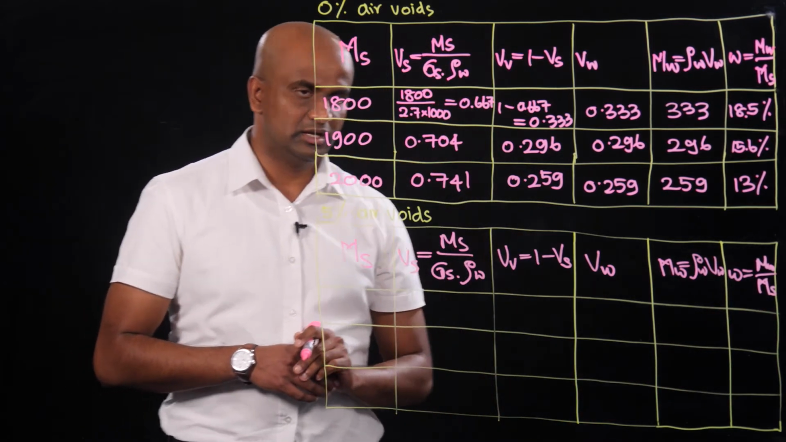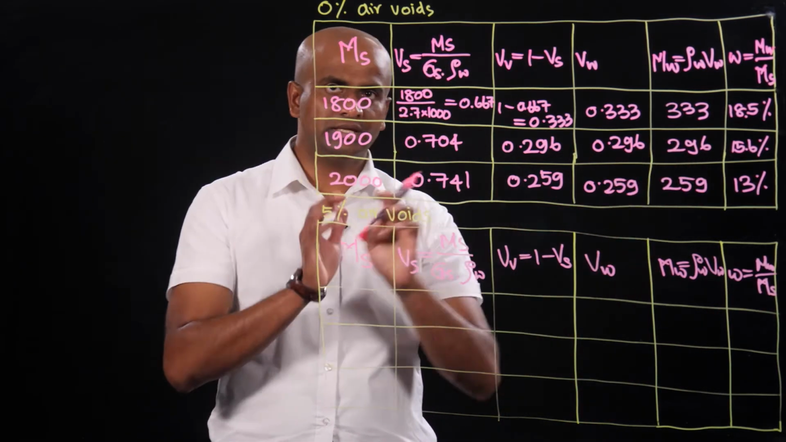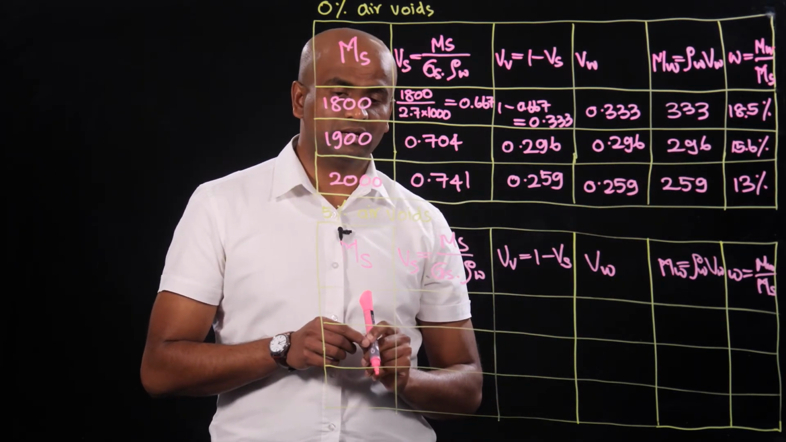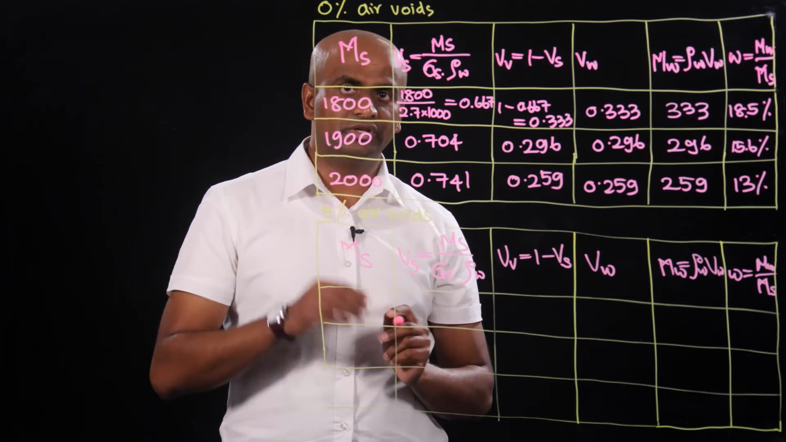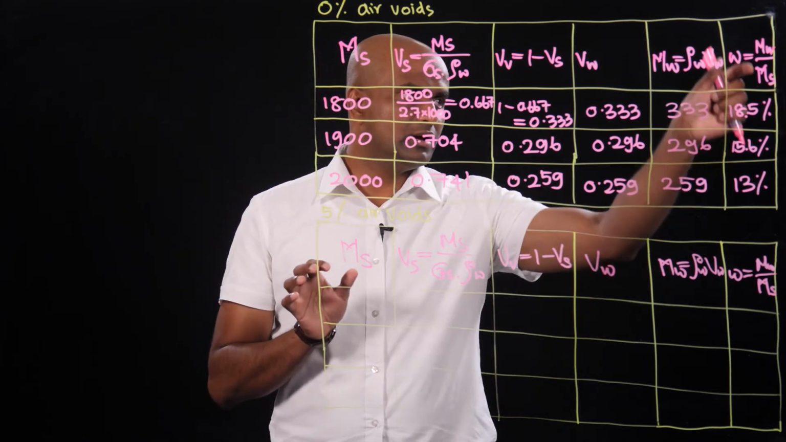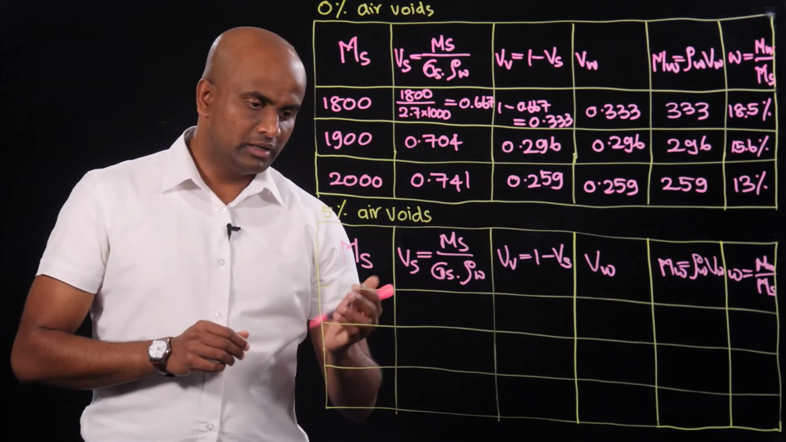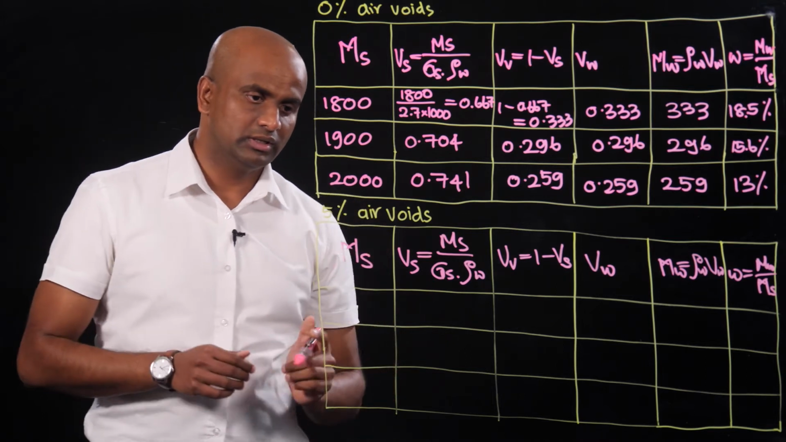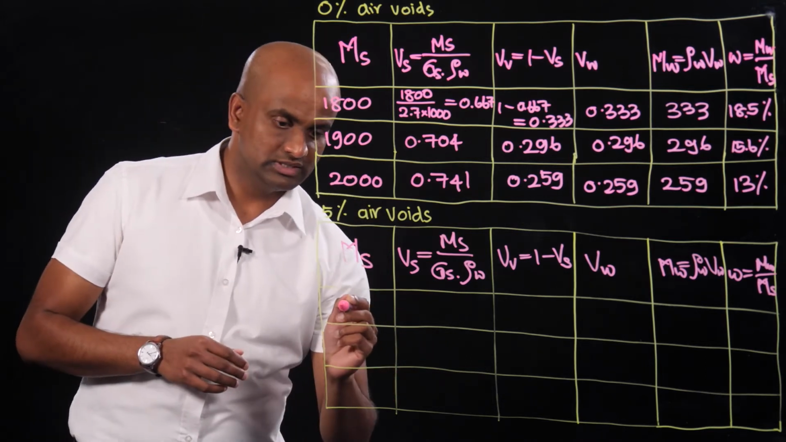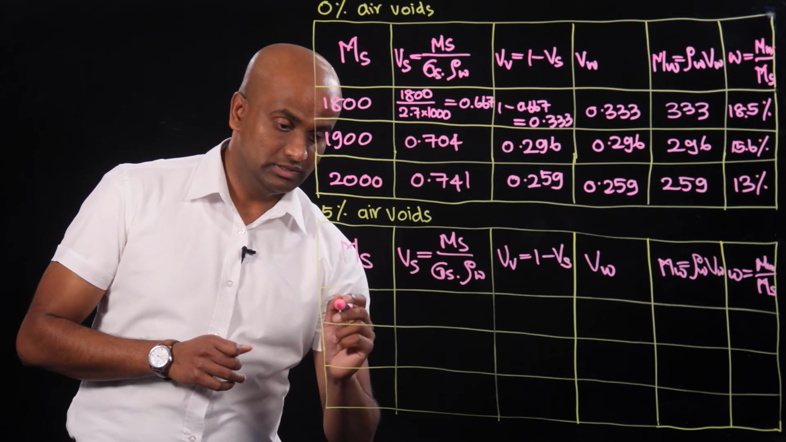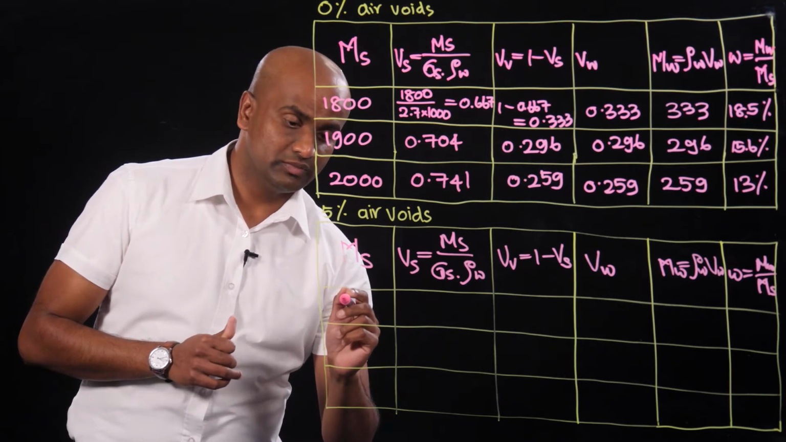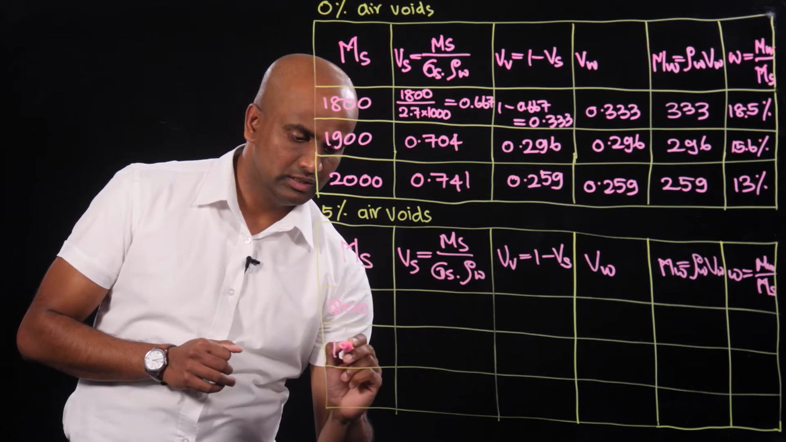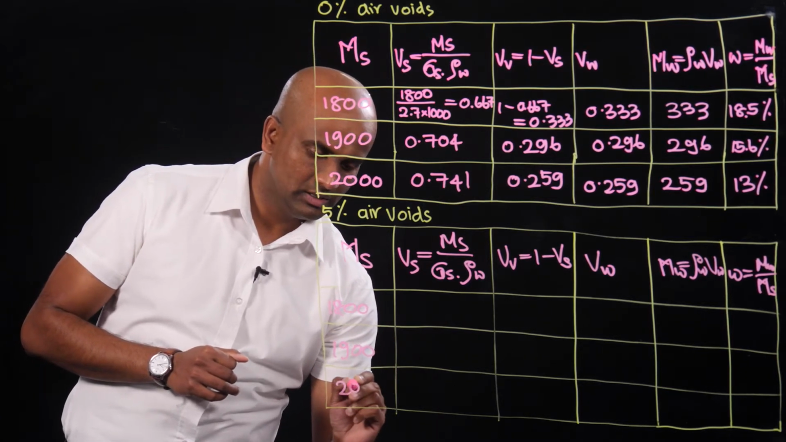So the total idea of this calculation is to get at least 3 points to draw the 0% air void curve and the 5% air void curve. So we need the dry densities and the water contents. And since I'm going to draw the 5% air voids curve in the same plot, within the same range of dry density values, I still select these 1800, 1900 and 2000.